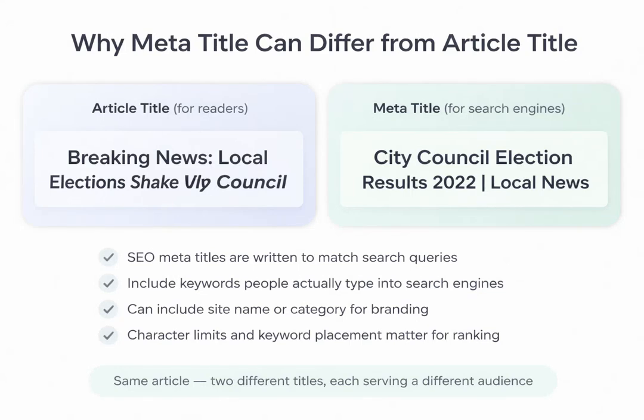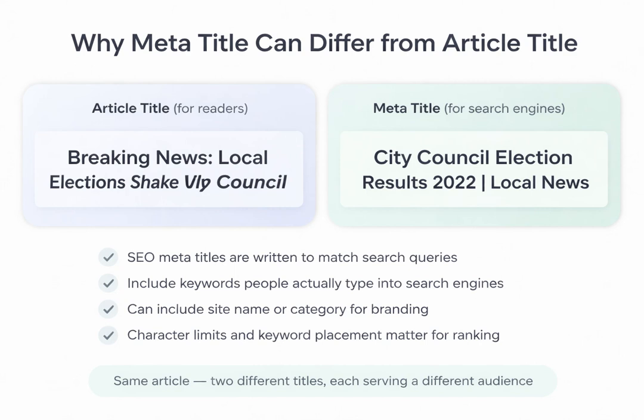Here's a concrete example of why you'd want these two titles to be different. Imagine your article title is something engaging and journalistic, written to grab a reader's attention. But your meta title might be more keyword-focused, something that matches what people actually type into Google. You might also append your site name or category to the meta title for branding purposes.